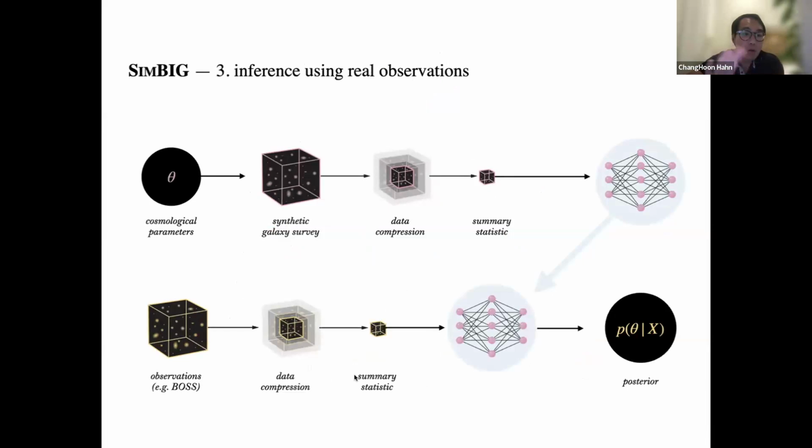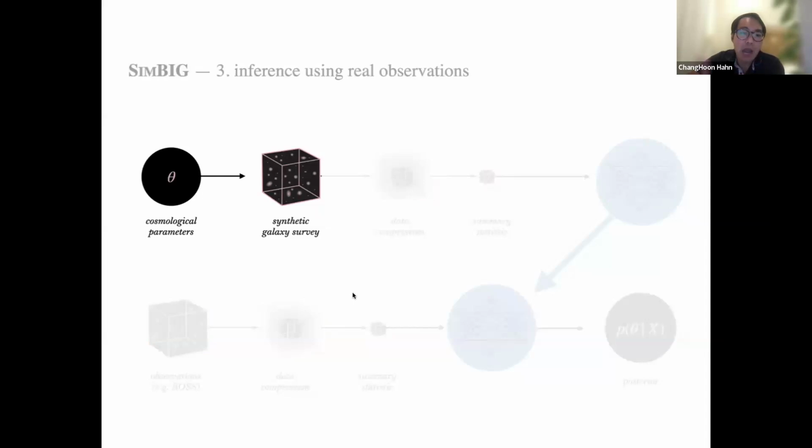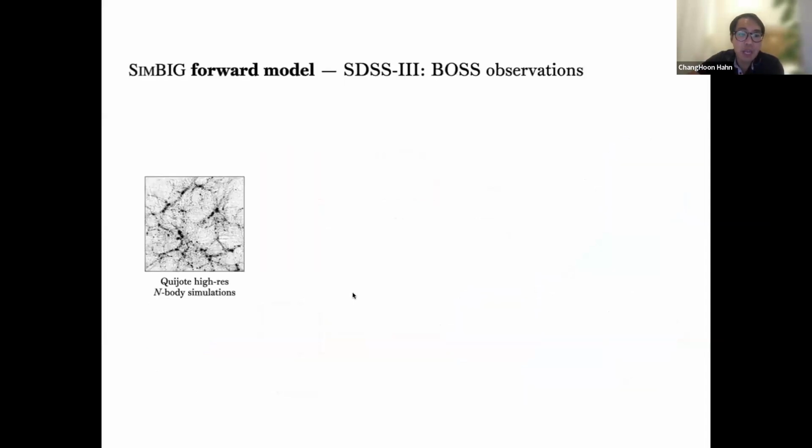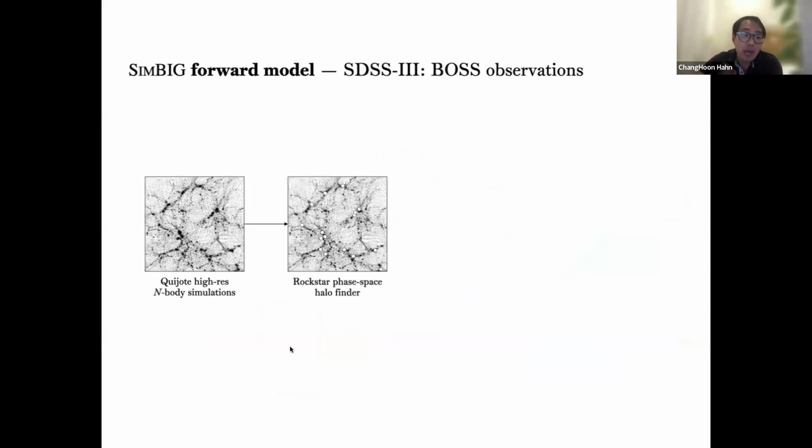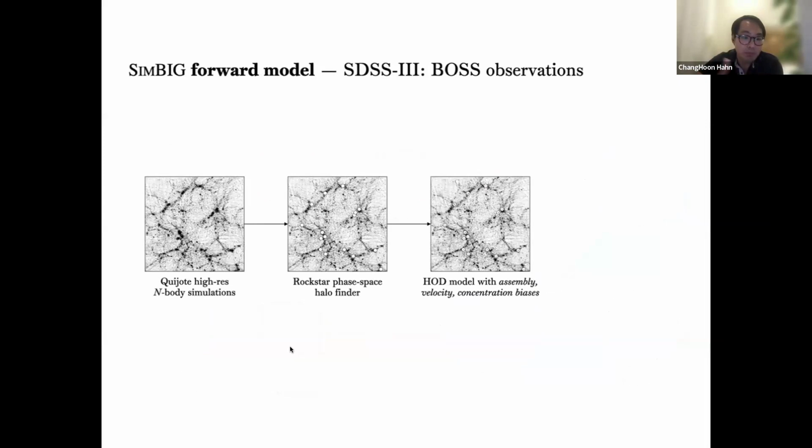So most of this is just standard SBI. I want to talk a little bit more about the first step, which is how we generate the synthetic galaxy surveys. Our target observations is the SDSS-III BOSS sample. So we start with the Quijote high-resolution N-body simulations. We identify the halos in the simulation using the Rockstar phase space halo finder. And then afterwards, we populate these halos with galaxies using an HOD model with assembly bias, velocity bias, and concentration bias.